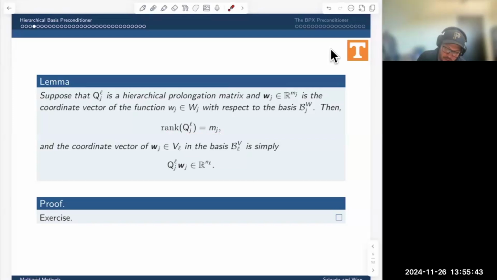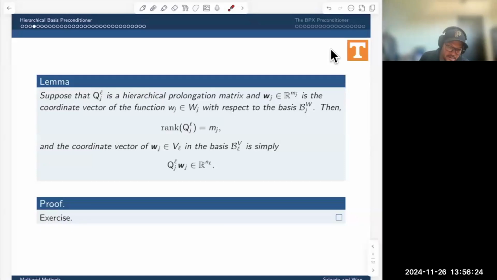We know that WJ is the coordinate vector with respect to this basis for WJ. If now, instead, we want the coordinate vector with respect to the basis BLV, then that is exactly equal to taking this matrix and multiplying it times that coordinate vector. That gives me a coordinate vector that has NL coordinates, and that's precisely the coordinate vector with respect to the fine level basis BLV. This is also an exercise, but it's not too difficult.